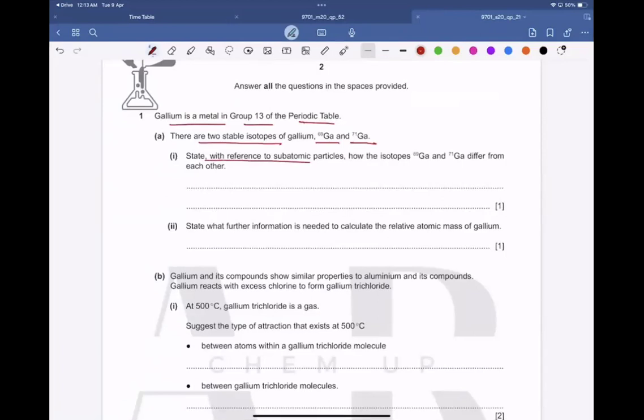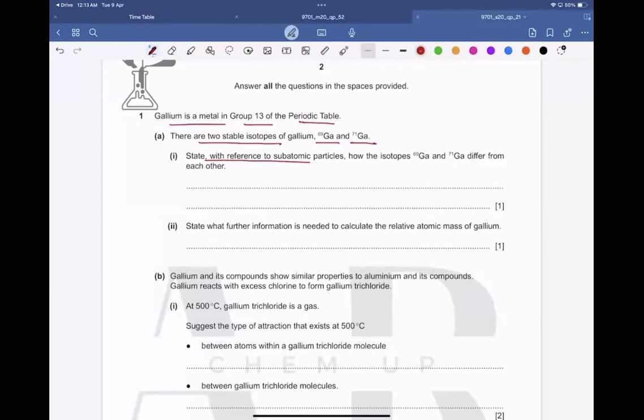So, as you know, this value is the mass number, or you can say nucleon number, and nucleon number is equal to protons plus neutrons. And if you see, the proton number is always the same. So it means that, as they ask you with reference to subatomic particles how the isotopes differ from each other, they differ due to the different number of neutrons in them.